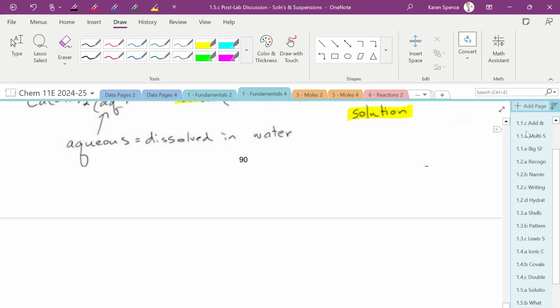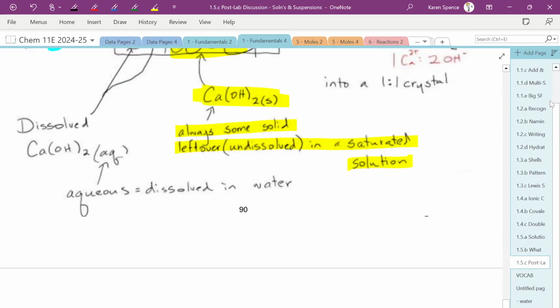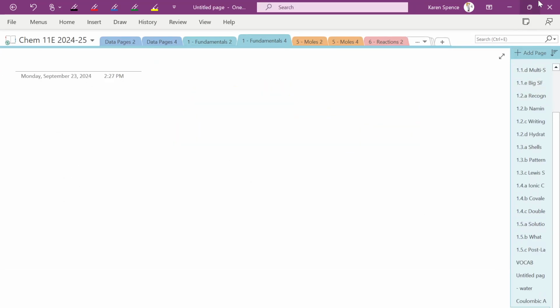Why are we not adding a page? Okay, add a page. There we go. Okay. Pen stopped working. That's exciting. Let's see if this pen works. Yes, it does. Okay, good. All right.